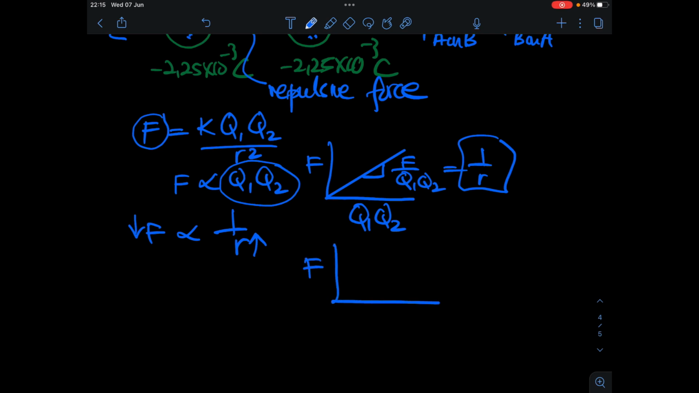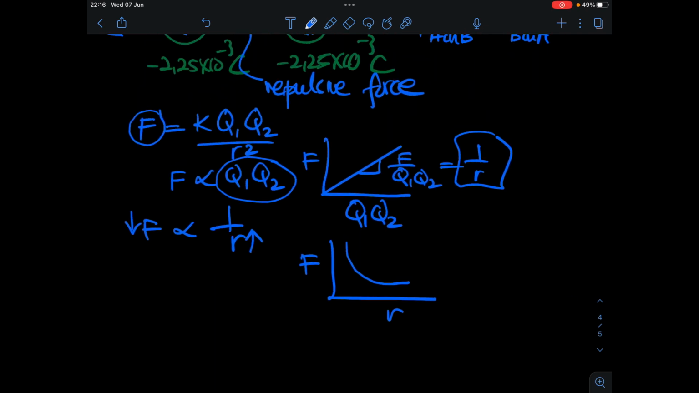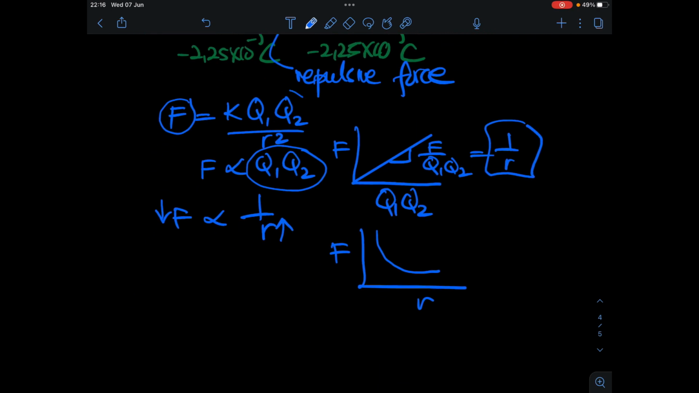It's going to be force there and R there. Things that are inversely proportional, the graph is going to be a curved graph. I think that's an exponential graph, right? Okay, guys. Also, let's leave that. I'm not going to explain Coulomb's law in detail, guys. The definition, you need to memorize Coulomb's law.